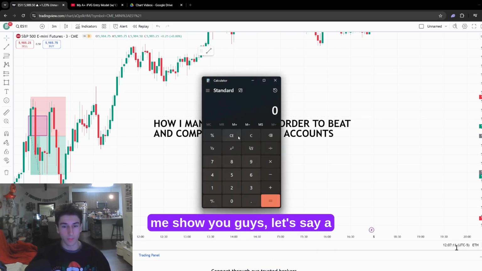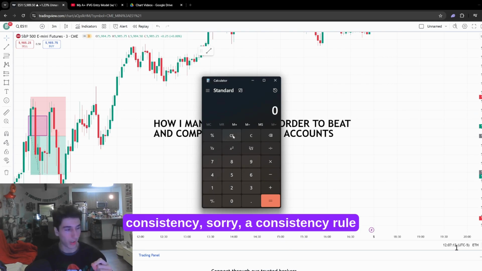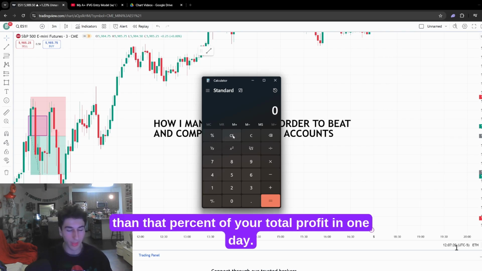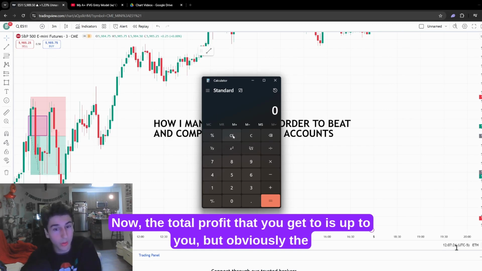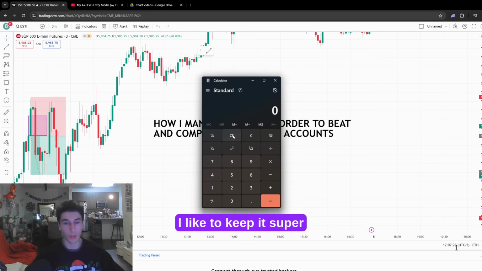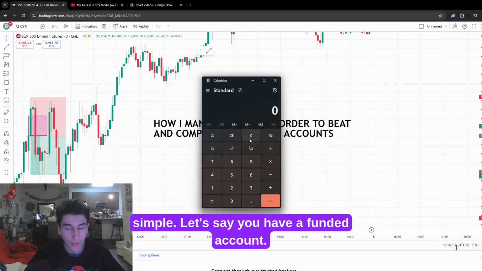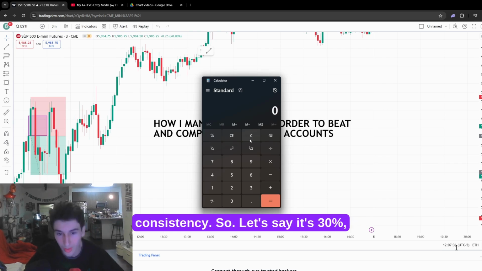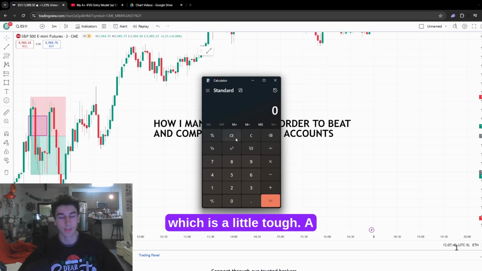Let's say a consistency rule when using funded accounts means you can't make more than that percent of your total profit in one day. Now, the total profit that you get to is up to you, but obviously the higher you go, the more difficult it is to get a payout. So I like to keep it super simple. Let's say you have a funded account. Most of them are between 30% to 40% consistency. So let's say it's 30%, which is a little tough.